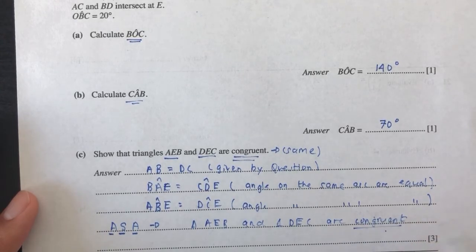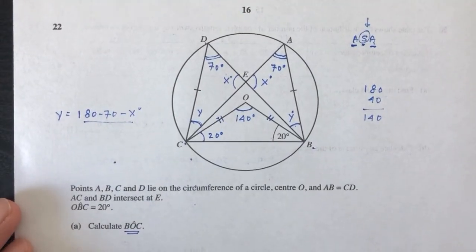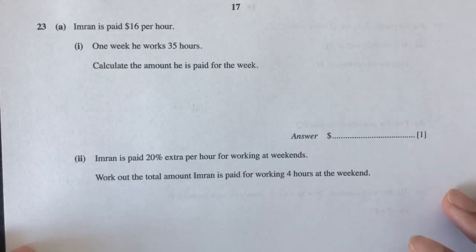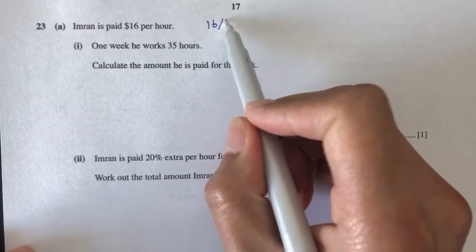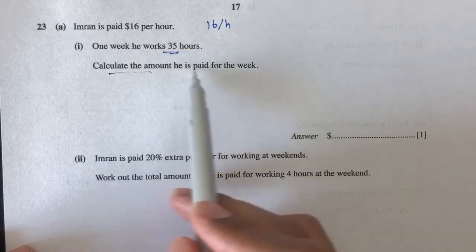So that is your answer for part C. That was question number 22. Question number 23, part A. Imran is paid $16 per hour. In 1 week he works 35 hours. Find the amount he is paid for the week.